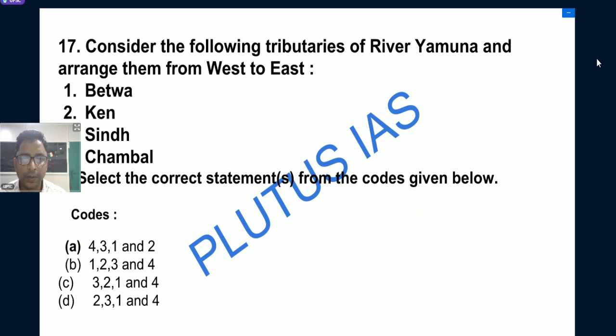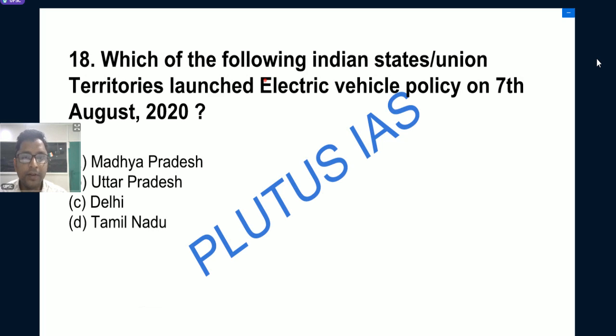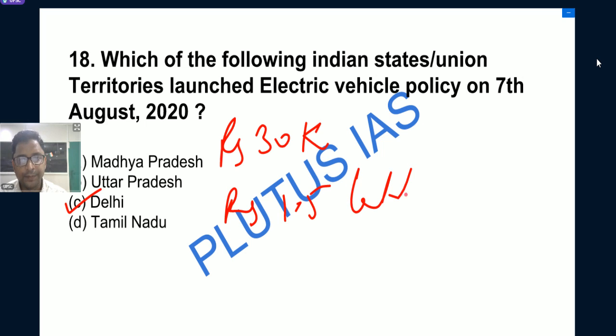Then we'll see the next question, question number 18. Which of the following Indian states, union territories launched electric vehicle policy on 7th of August? Now, current question, and the answer is Delhi government launched. Okay. Delhi government had launched this electric vehicle policy, and as per this policy, a subsidy needs to be given for two-wheelers rupees 30,000, and for four-wheelers or for cars rupees 1.5 lakhs.